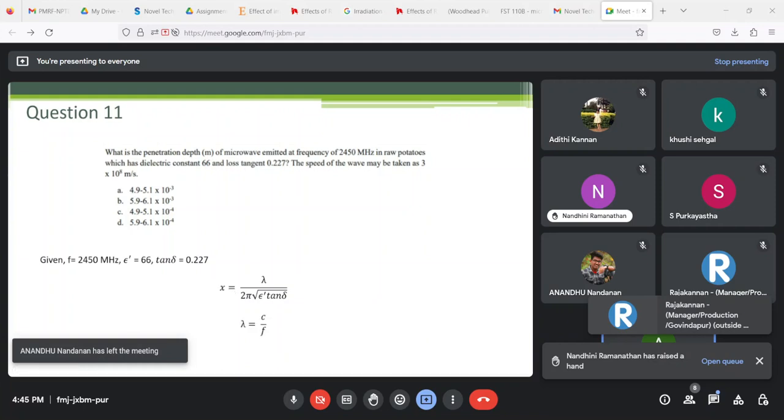So again, lambda can be given as C by F. So lambda is equal to 3 into 10 power 8, and frequency is given as 2450 megahertz, which is 2450 into 10 power 6 hertz. So the wavelength of the microwave that you are emitting is 0.122 meters. Now you can substitute this back inside this particular equation. You already know what is epsilon dash and tan delta, and it's a straightforward substitution and calculation.